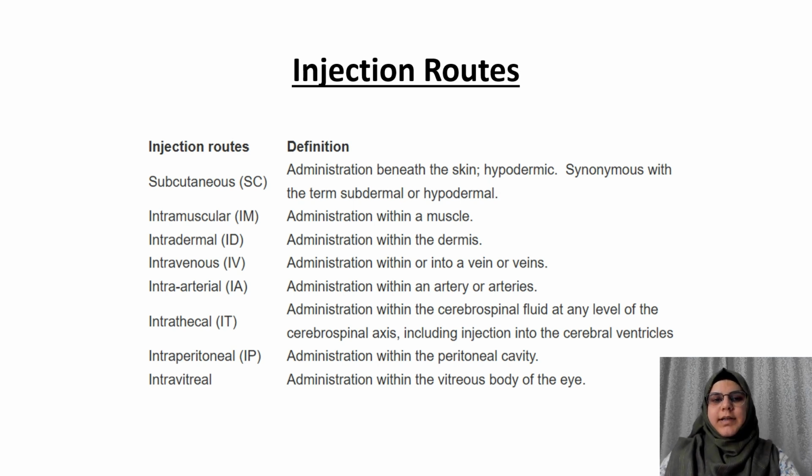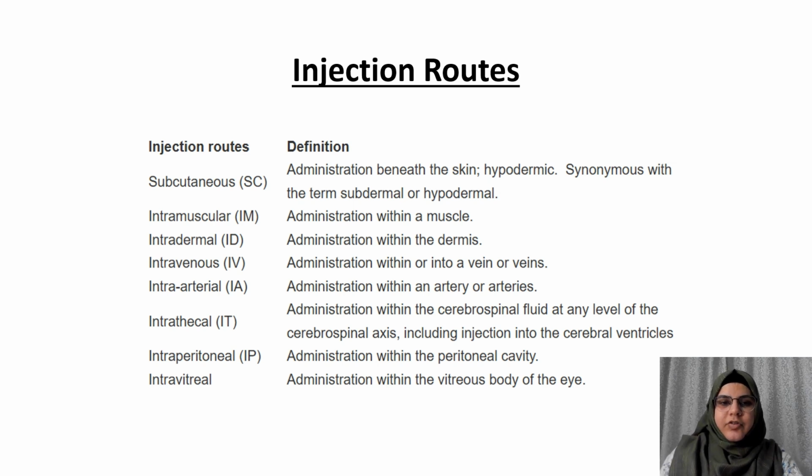What is intramuscular? Intramuscular is administration within a muscle. The injections which we give into the muscle are intramuscular. Next is intradermal, administration within the dermis. There are many layers of skin, in which the dermis is above the subcutaneous layer, the hypodermis. So intradermal is given into the layer of the skin which is the dermis.